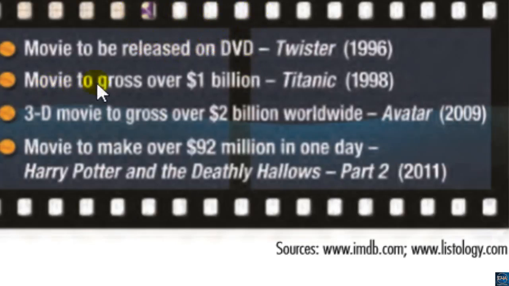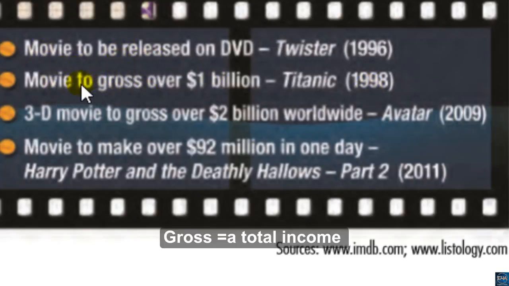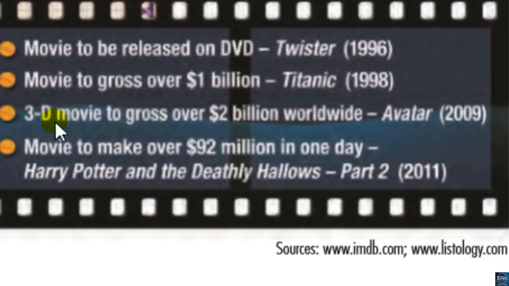The first movie to gross over $1 billion: Titanic, in 1998. So it was the first movie to have total income of more than $1 billion. The first 3D movie, 3 dimensions, to gross over $2 billion worldwide: Avatar. More than $2 billion all over the world.